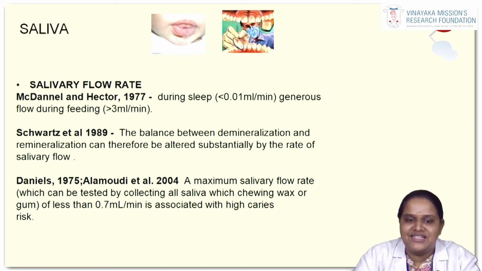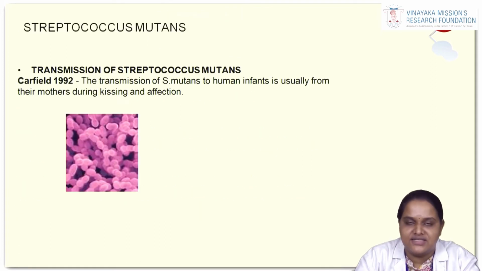Dan, in the year 1975, quoted that a maximum salivary flow rate, which can be tested by collecting all the saliva using wax, of less than 0.7 ml per minute is associated with high risk of caries.